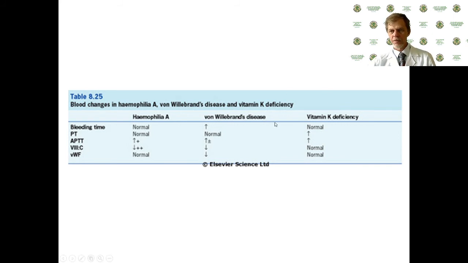Vice versa, in other disorders, for example in vascular disease, vasculitis, bleeding time may be increased, but coagulation time is normal. It actually depends on which disease exactly has happened.